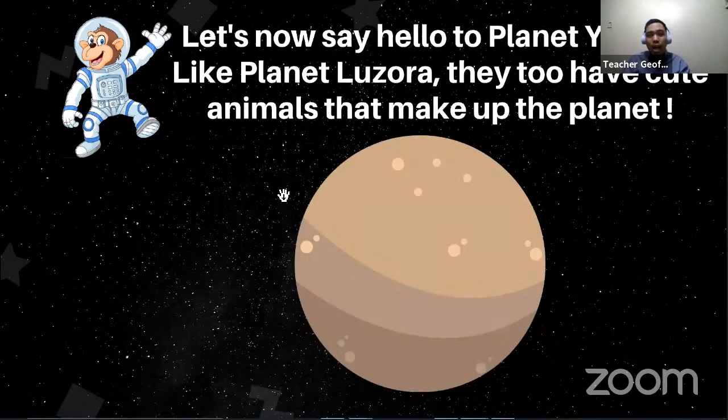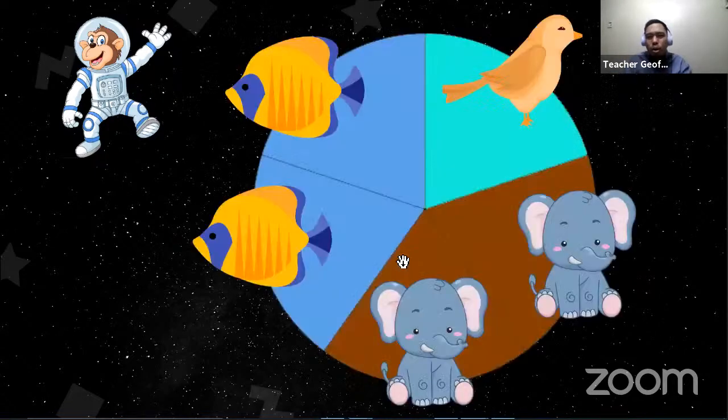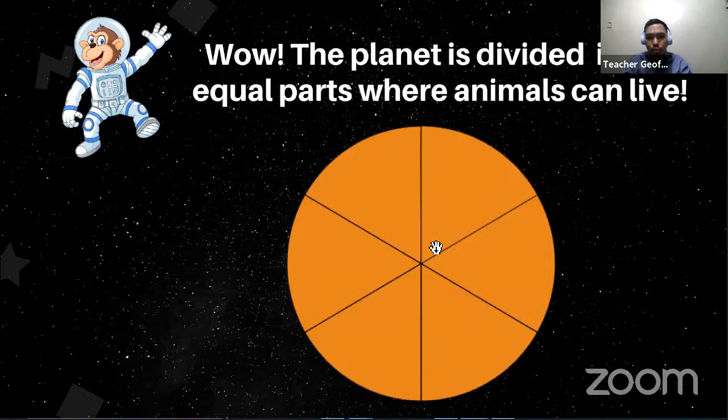All right? While having our adventure, we actually have landed on the next planet. It's called Planet Uzono. Like Planet Luzora, they too have cute animals that make up the planet. Oh, that's really quite interesting. It looks like Galaxy Mathematica has planets that have cute animals. Let's look at the composition. Wow. The composition of this planet is what?